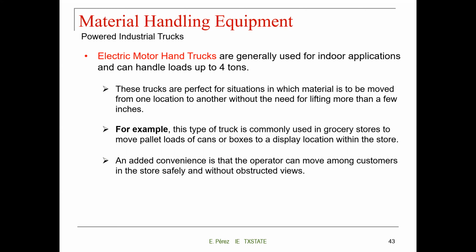Electric motor hand trucks are generally used for indoor applications and can handle up to 4 tons. These trucks are perfect for situations in which material is to be moved from one location to another without the need for lifting more than a few inches. For example, this type of truck is commonly used in grocery stores to move pallet loads of cans or boxes to a display location within the store. An added convenience is that the operator can move amongst customers in the store safely and without obstructed views.